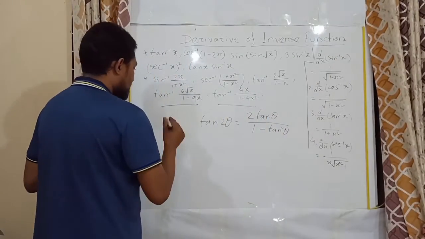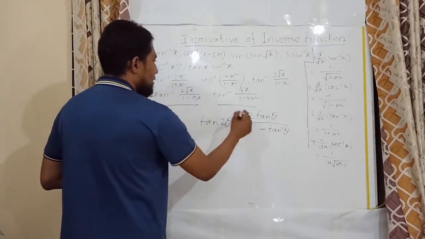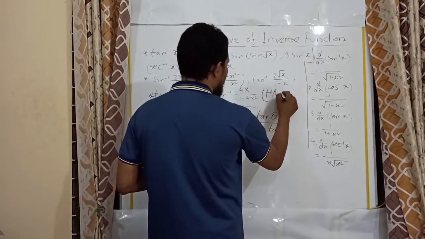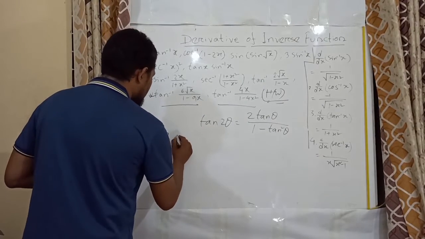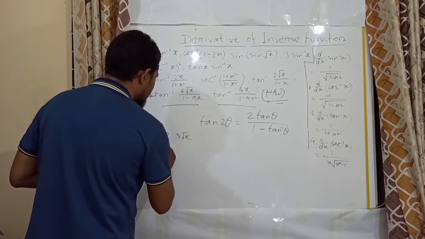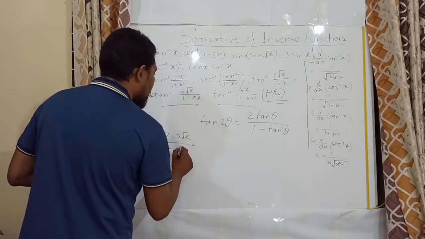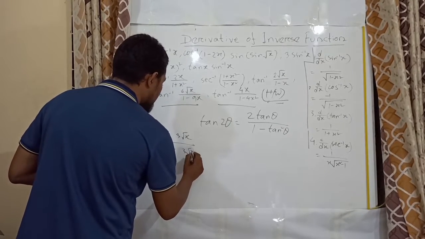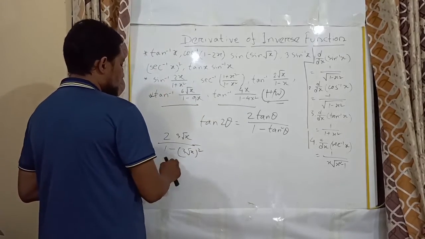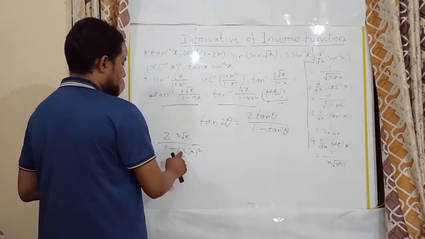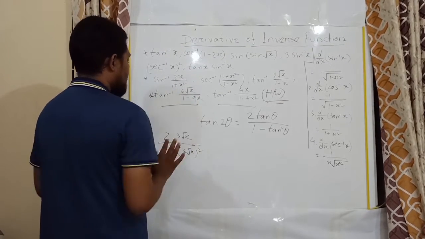So I'm doing this math, and this you might do as homework, and these are very much similar. So we are taking 2 into 3 root x divided by 1 minus 3 root x whole square. So 1 minus 3 root x whole square equals 1 minus 9x, since root x square equals x. So our formation is correct.